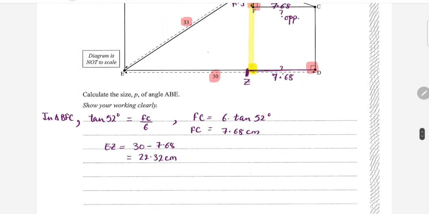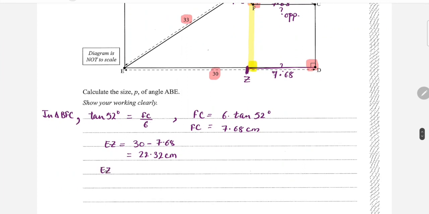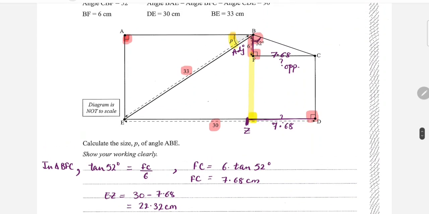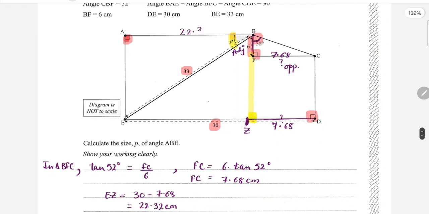All right, and EZ is equal to AB as well, which is equal to 22.32 centimeters. So now we have got AB as 22.32 centimeters. We have 33. We can find this angle.